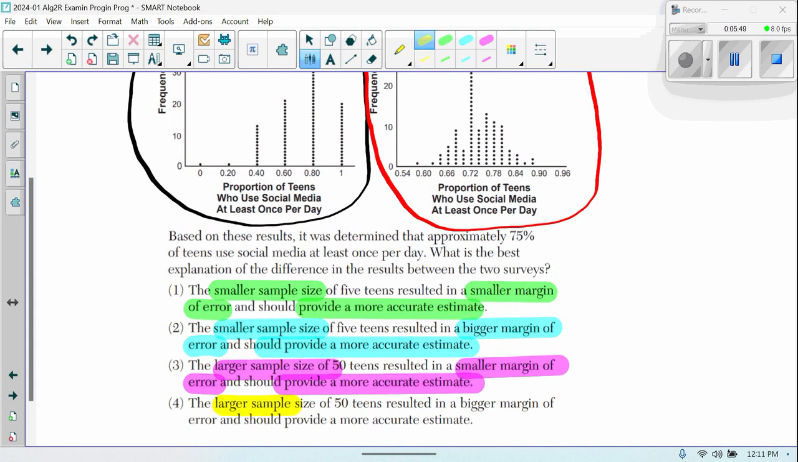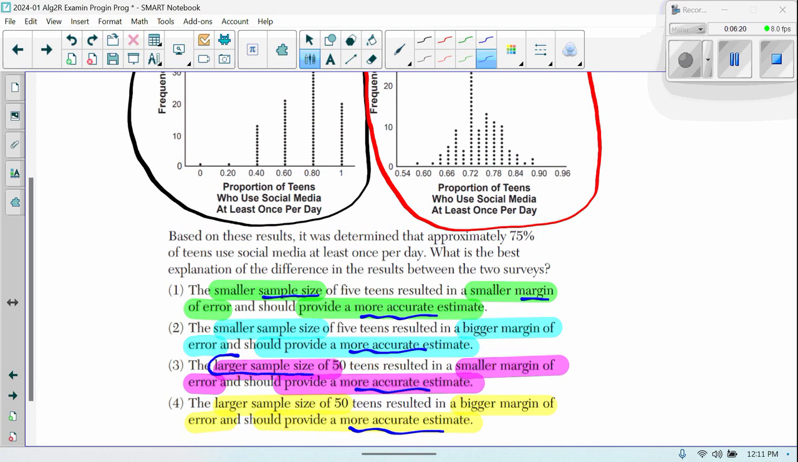And then the larger sample size is a bigger margin of error, which should provide more accurate. So all of these talk about the sample size. Each one of these responses talks about the sample size and the margin of error, whether it's a bigger or smaller margin of error. They all say whatever that first part is, it's going to be more accurate, more accurate, more accurate, more accurate.